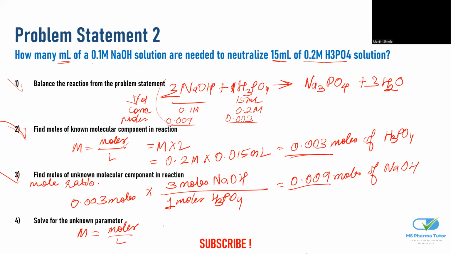Now the moles of the unknown parameter is 0.009 divided by concentration 0.1. So if we see here, 0.09 liters of NaOH is required to neutralize the reaction, which is 90 ml. So here it is 90 ml. Easy. I hope you have come up with the same answer.